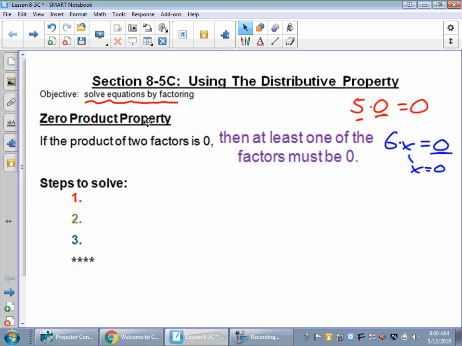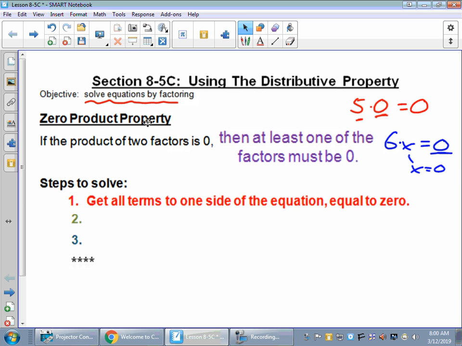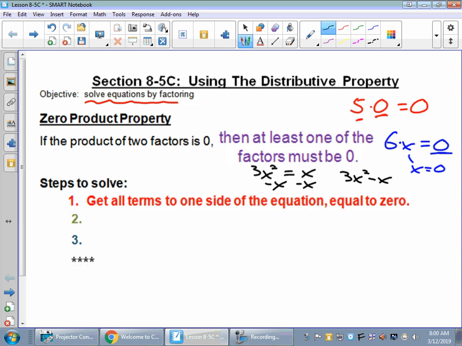Okay, so the next thing is steps to solve. First thing we want to do is get all terms to one side of the equation and equal to 0. Sometimes that means we have to do some work ahead of time. If we have something like 3x squared equals x, we want to get everything on one side of the equation. To do that, I would subtract x from both sides, which would give me 3x squared minus x equals 0. And now I'm ready to go because I'm equal to 0.